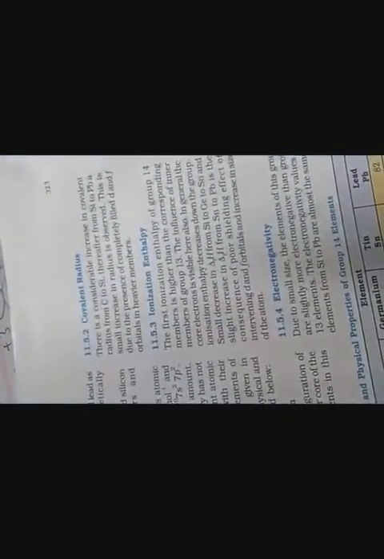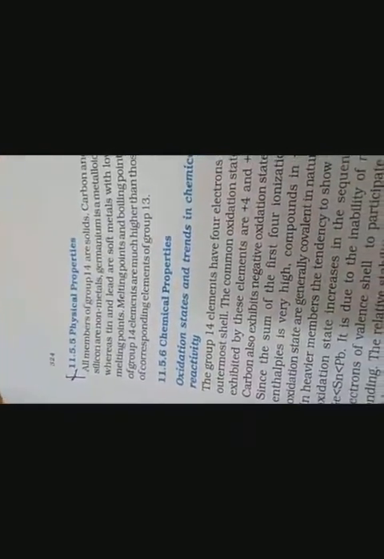So I completed group 14 elements: electronic configuration, then covalent radius, ionization enthalpy, electronegativity, and you have to see this table. And physical properties 11.55, it is not in your course. I will teach you in the next lecture 11.56, that is chemical properties. In the next lecture we will start. Okay students.